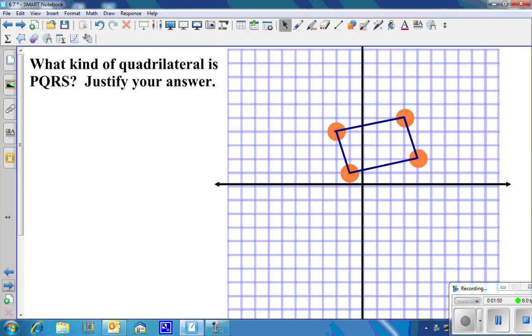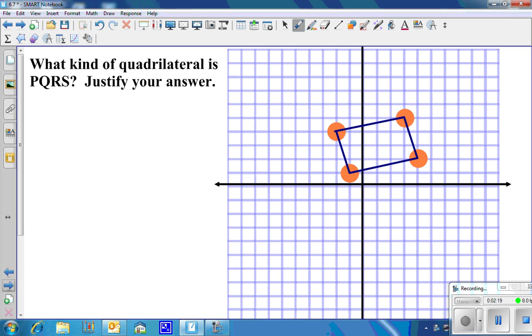All right, so what kind of quadrilateral is PQRS, and justify your answer? Okay, there are several different ways to approach this. We had this in one of the homework assignments, and it said describe how you would determine if it's a certain shape, if it's a parallelogram. Well, in this case, determine what kind of quadrilateral it is. Rectangles have opposite sides congruent, and they have 90-degree angles, right? All 4 angles are 90-degree angles.